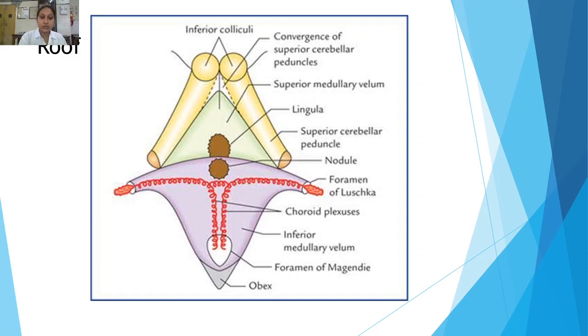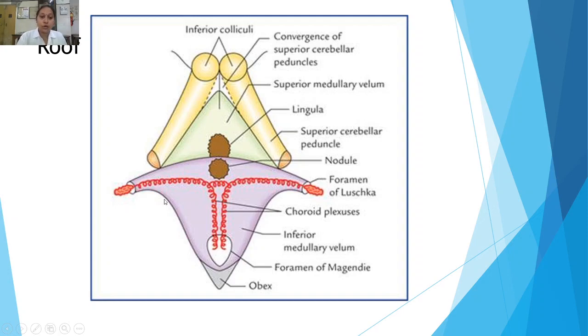This area is in close relation to the lingula of the superior vermis. We have seen the vermis. So this area of the superior medullary velum is in close relation to the lingula of the vermis. Remember, this is nervous tissue, white matter.